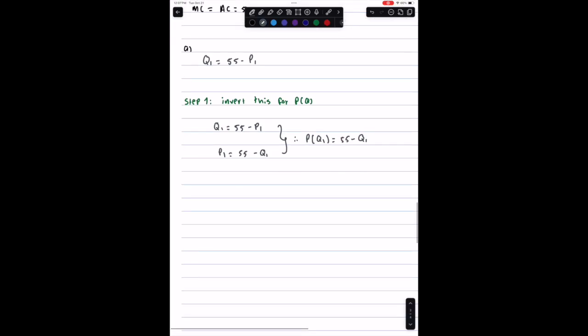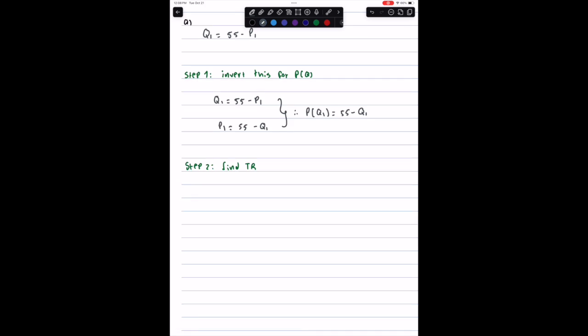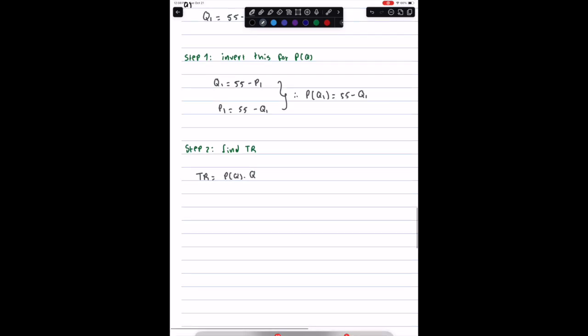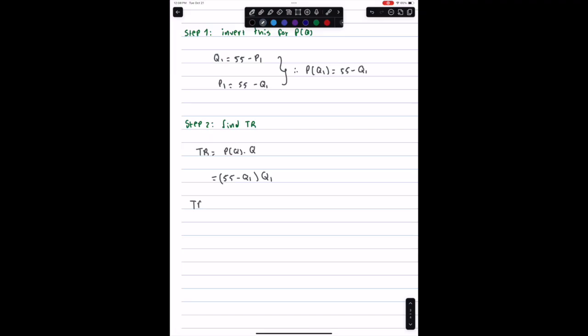Okay, perfect. Step 2, find total revenue. We need to find total revenue because in order to profit max for a monopoly, we have to set marginal revenue equal to marginal cost, and to get marginal revenue, we need total revenue. Total revenue is just equal to the price of Q times however many Q units we sell, which in our case is 55 minus Q1 times Q1. So total revenue is equal to 55Q1 minus Q1 squared. Perfect.